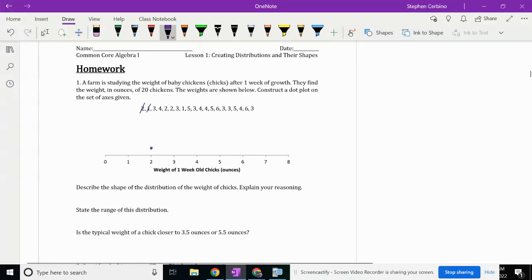So I have a dot for 2, 1, 3, 4, 2 2s, another 3, another 1, 5, 3, 2 4s, 5, 6, 2 3s, another 5, another 4, 6, and one last 3. There's your dot plot.